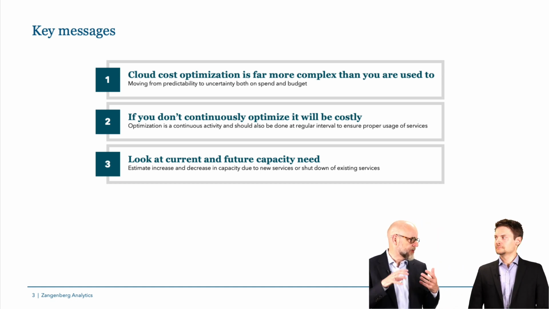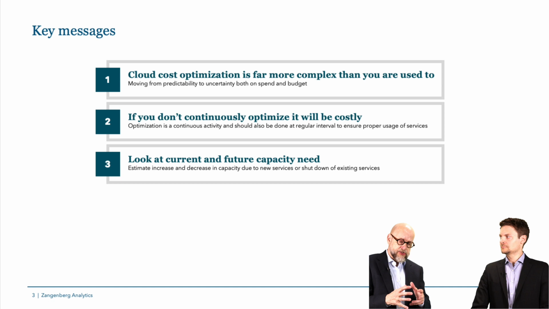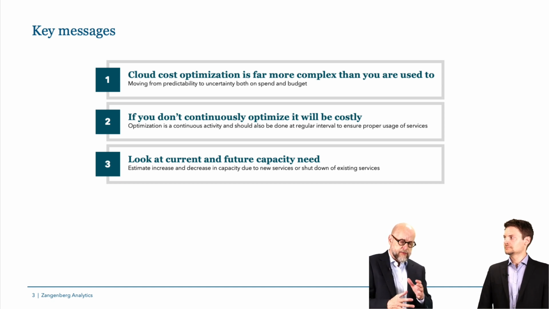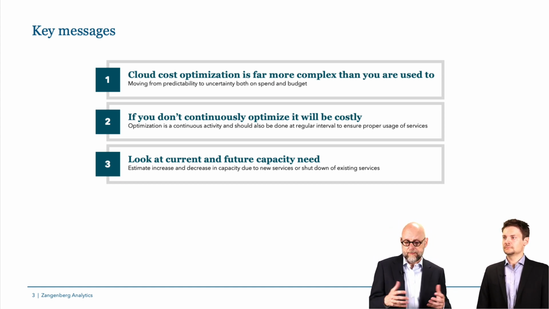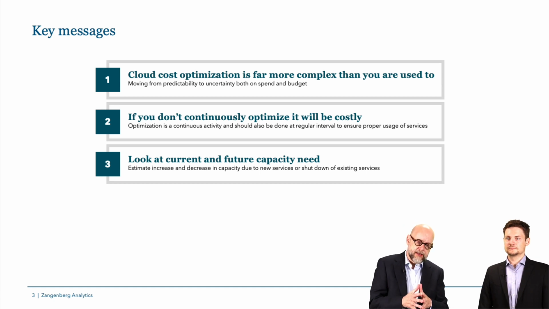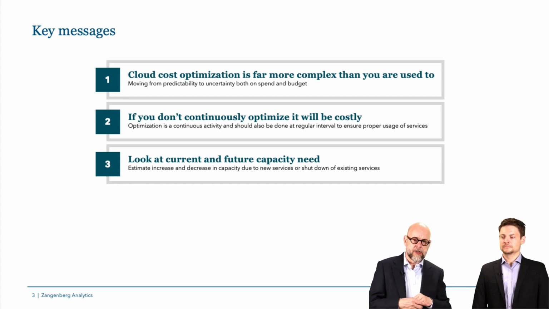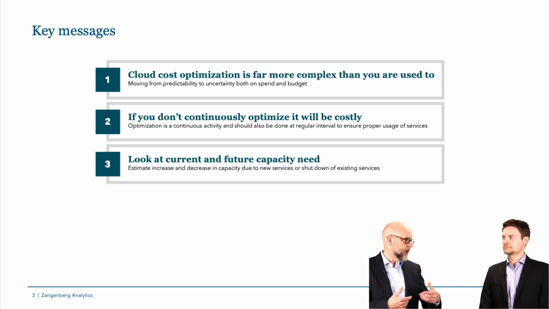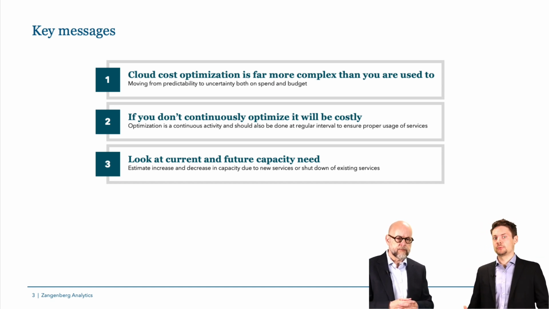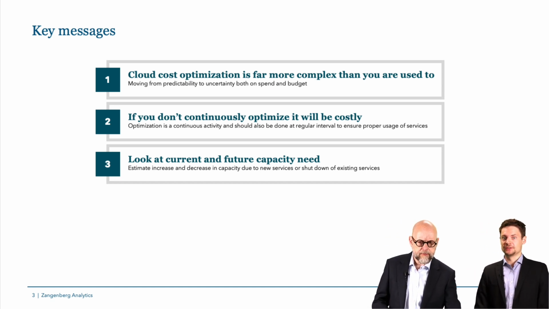And Morten will show you some examples where, for example, reserving capacity to lower your price can be a bad idea, because you'll then basically lock up your capacity at a specific level and at a specific technology for 3 years or 1 year, which might not be what you really need when you look ahead. Yeah, there are different levers that you can utilize to get these cost savings, and we go through them during this presentation.